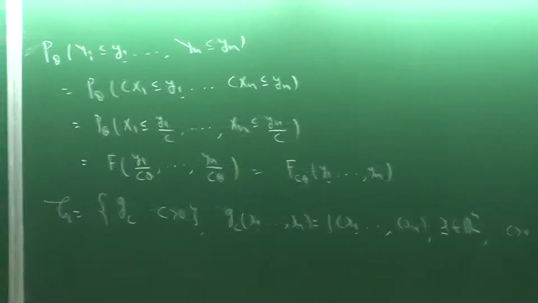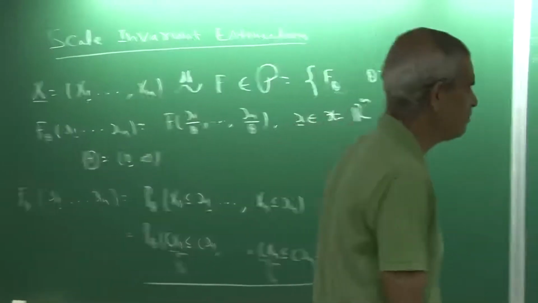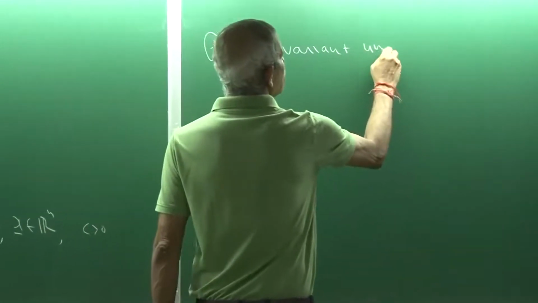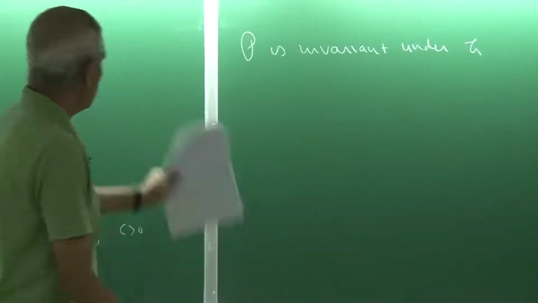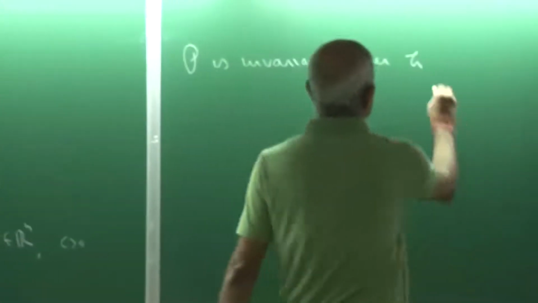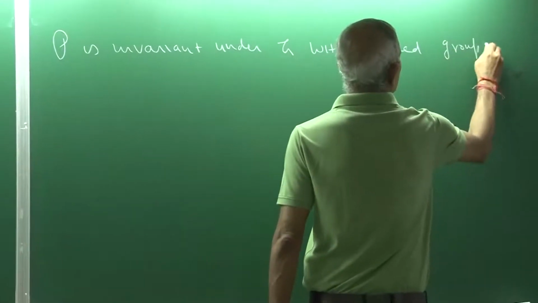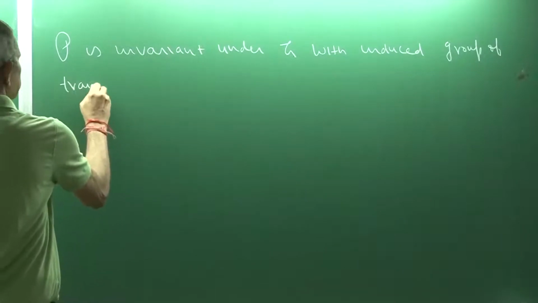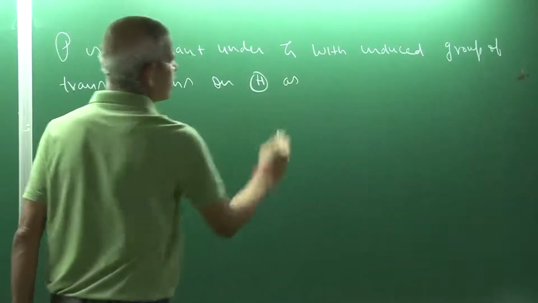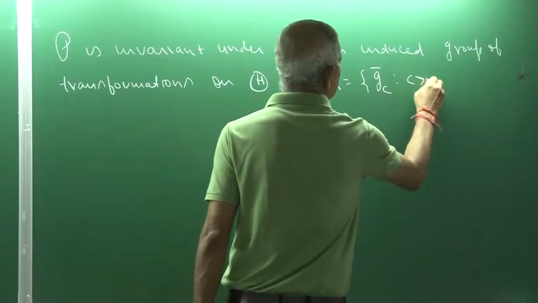So this preceding discussion suggests that my problem is invariant. My family of distributions P is invariant under G. Now this G induces a group of transformations on the parametric space, which takes theta to C theta. Denote the induced group of transformations on parametric space theta as G bar, which is G bar C, such that C is positive.